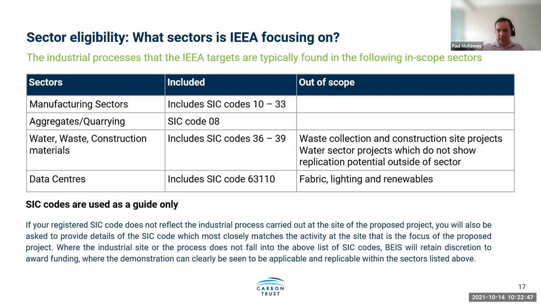We do ask for the SIC codes as a guide, but recognise that your company SIC code might not be a reflection of what actually goes on in one of your process sites. They're used as a good indicator. But what's essential at the end of the day is that the technology that's being demonstrated is seen as representative for wider industry uptake, so that once it's been seen on one site, other industrial partners will say, yeah, that's representative of what I do, and therefore I can have confidence to roll that out at my company.